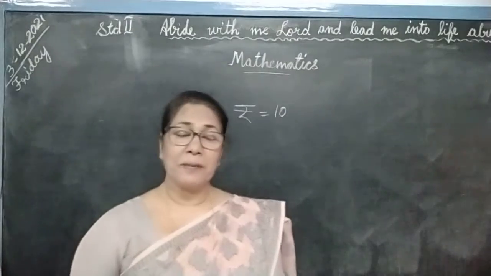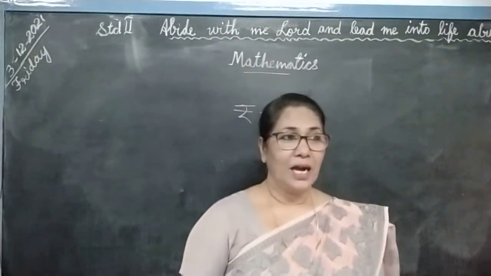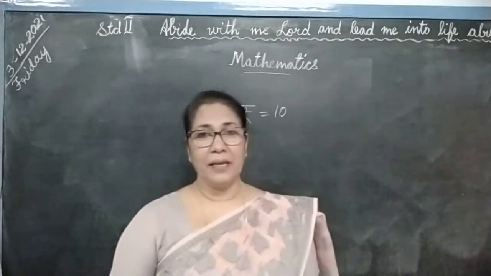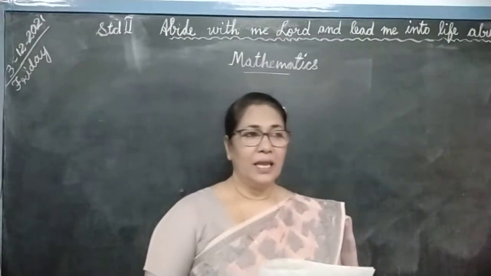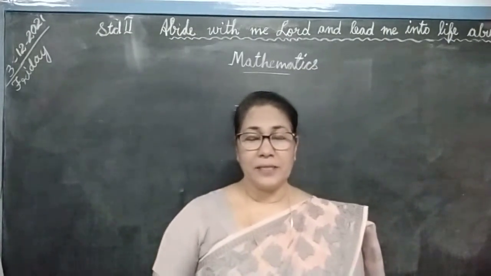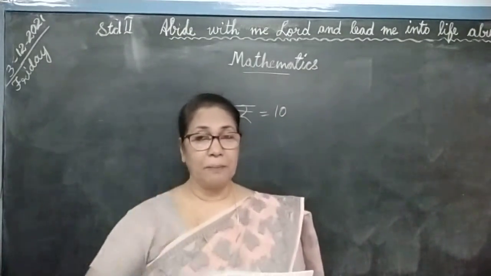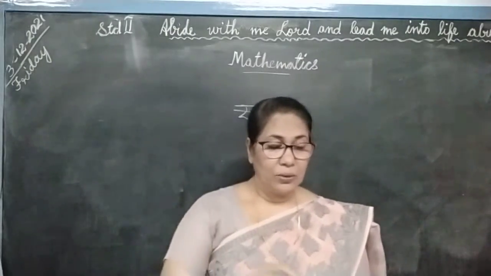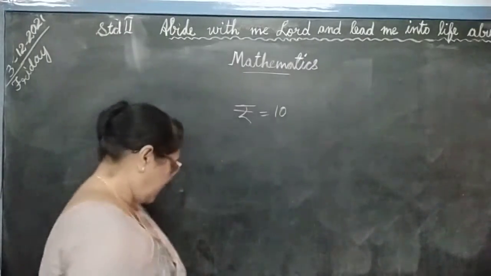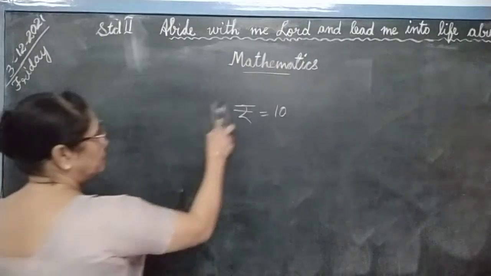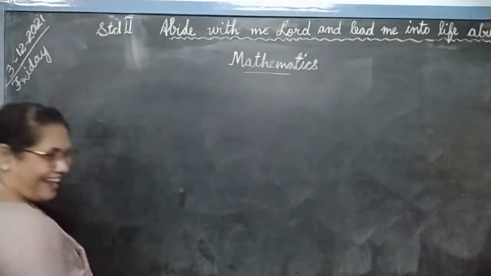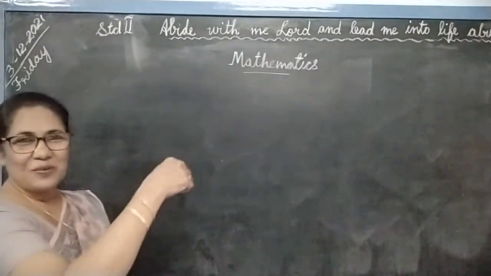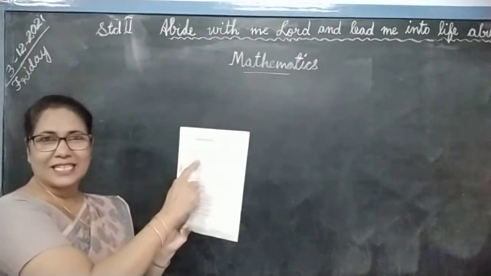So how many chart papers did he buy? 5 chart papers. And what is the cost of 1 chart paper? 10. Okay. So the answer is 50. Alright. First you have to write the word statement. This is called the word statement.